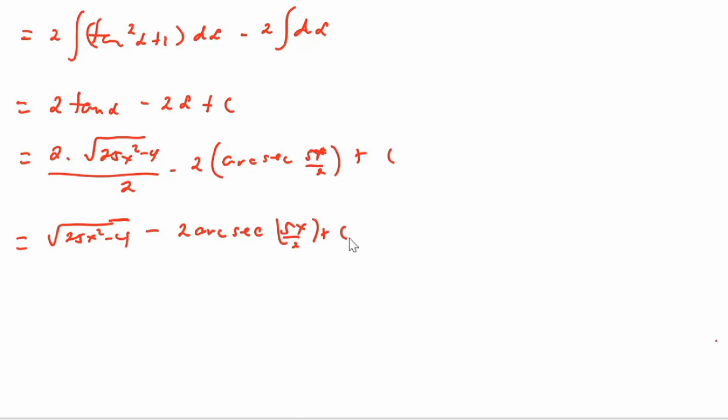Or in some other cases, instead of writing 2 arc secant of 5x over 2, we will take the reciprocal of 5x over 2. At the same time, we're going to take also the reciprocal of secant. So therefore, we have now the final answer of the square root of 25x squared minus 4 minus 2 arc cosine of 2 over 5x plus a constant.